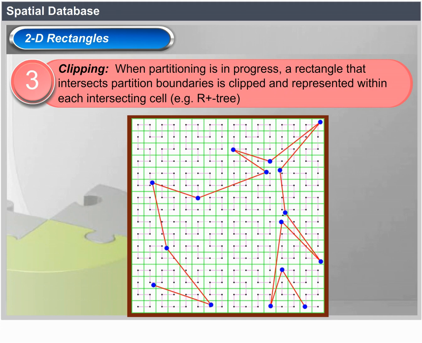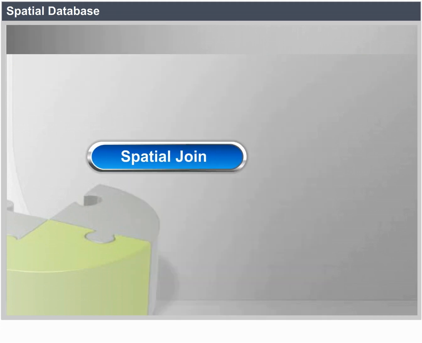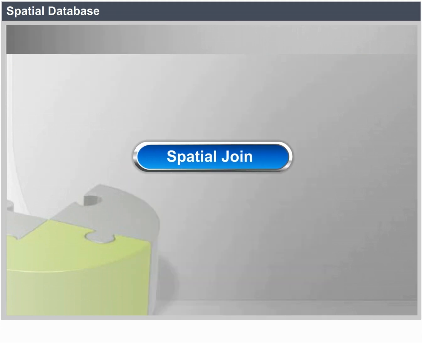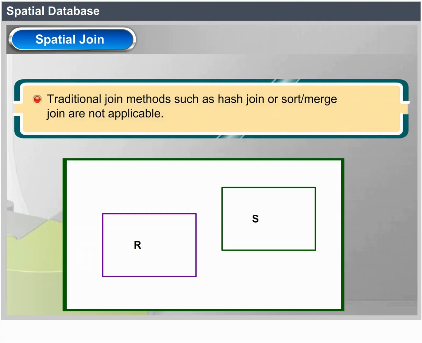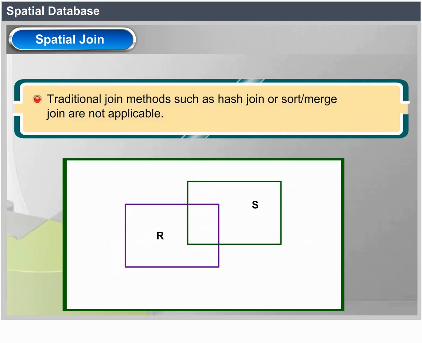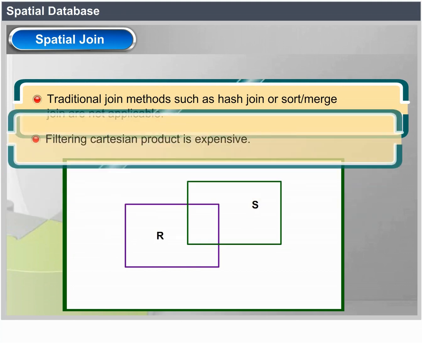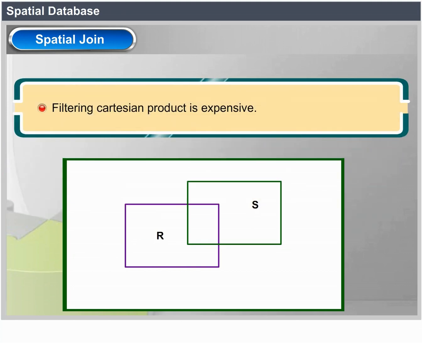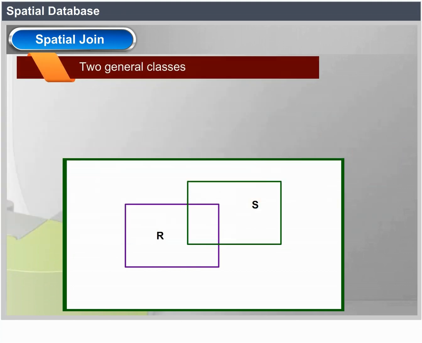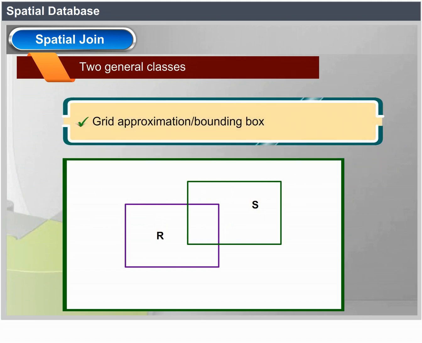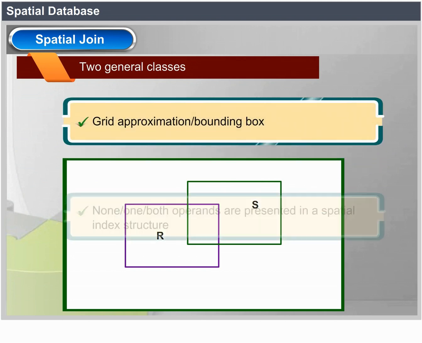Spatial join. Traditional join methods such as hash join or sort-merge join are not applicable. Filtering the Cartesian product is expensive. Two general classes: grid approximation and bounding box. None, one, or both operands are presented in a spatial index structure.